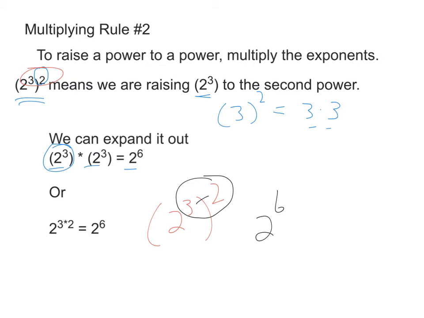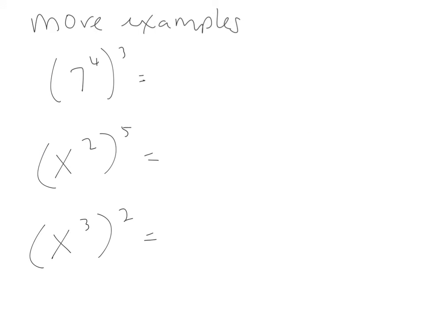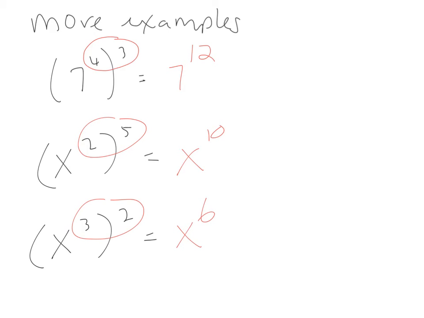We'll do some more practice. 7 to the fourth raised to the third power: 4 times 3 would give you 7 to the 12th. x squared, raised to the fifth power, would be x to the 2 times 5, which is x to the 10th. All right, my 10's a little messy. x to the third raised to the second power is x to the 6th power.